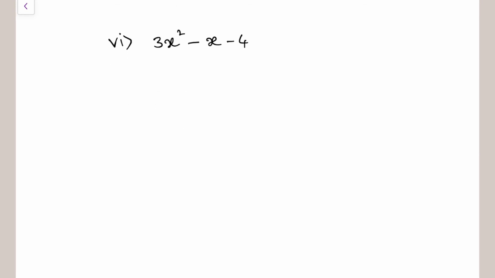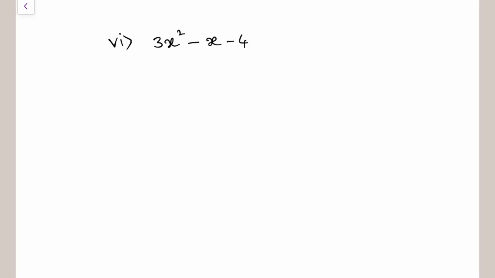Coming to the next question, 3x square minus x minus 4. In this x square term is there, x term is there, as well as constant also there, and that too, that is in general form, correct, standard form. X square is first, then x, then constant.